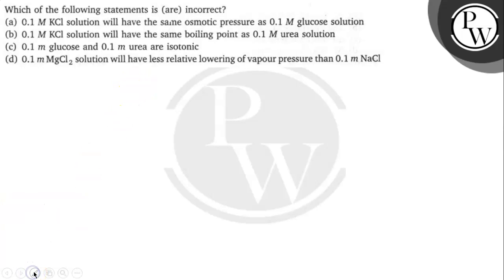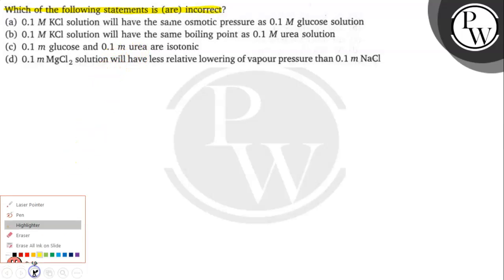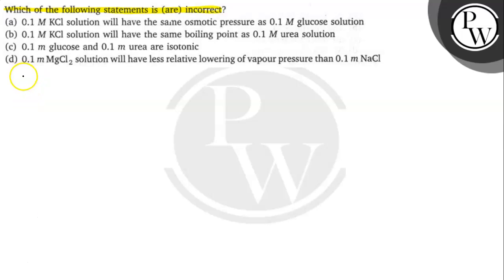So the question says, which of the following statements is or are incorrect. So we have four statements and we have to find out which statement is correct or incorrect. So let's solve this question. First, we have 0.1 molarity KCl and 0.1 molarity glucose. So we have to compare the osmotic pressure.